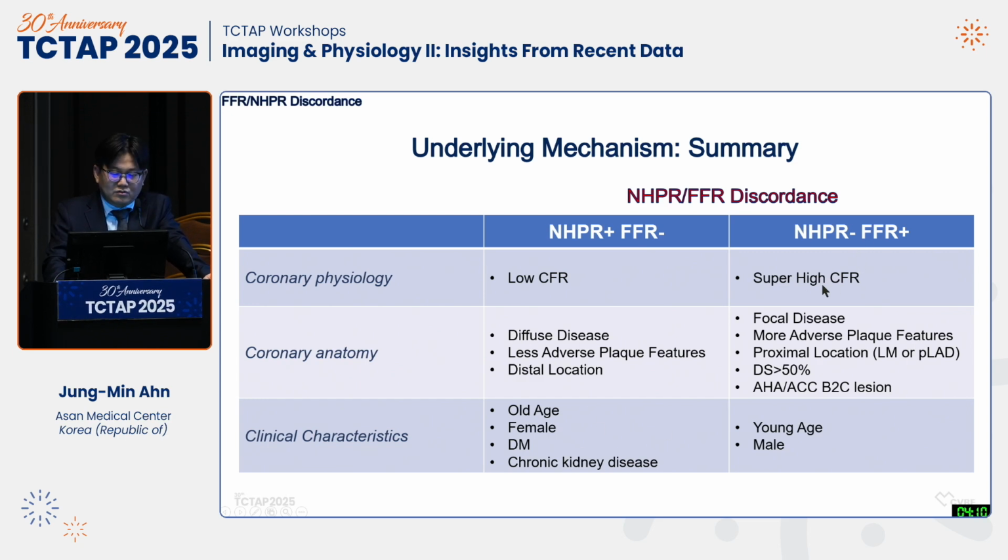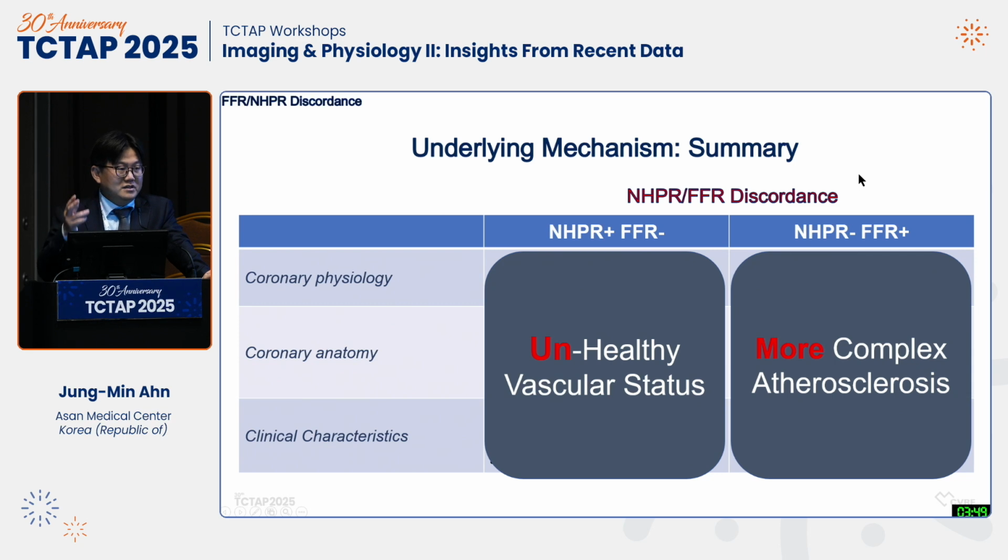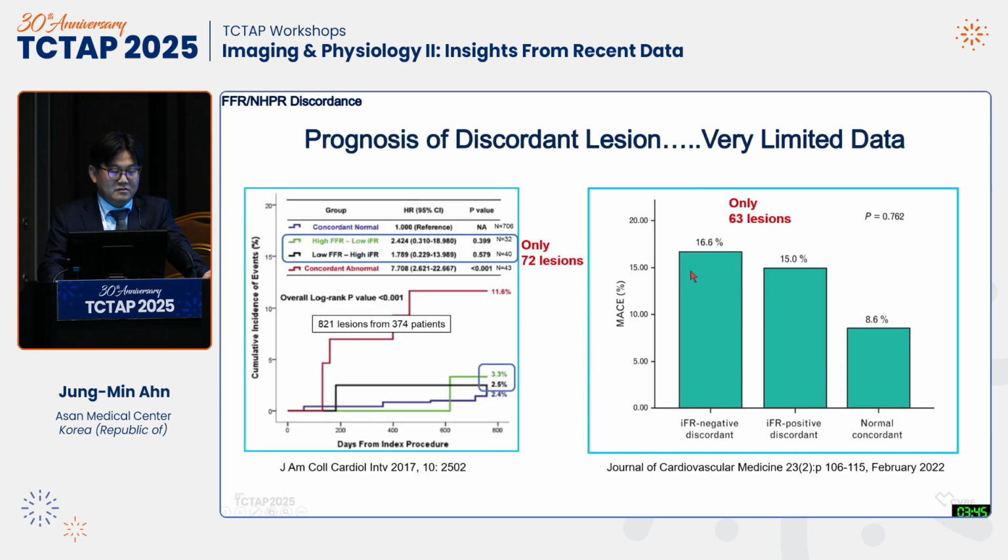FFR-positive discordant is associated with super high CFR, focal disease, more adverse plaque characteristics, proximal location, tight lesion, complex lesion, younger age, male. So I would like to say that non-hyperemic pressure ratio positive discordant would be an unhealthy vascular status, and FFR-positive discordant is associated with more complex coronary atherosclerosis.